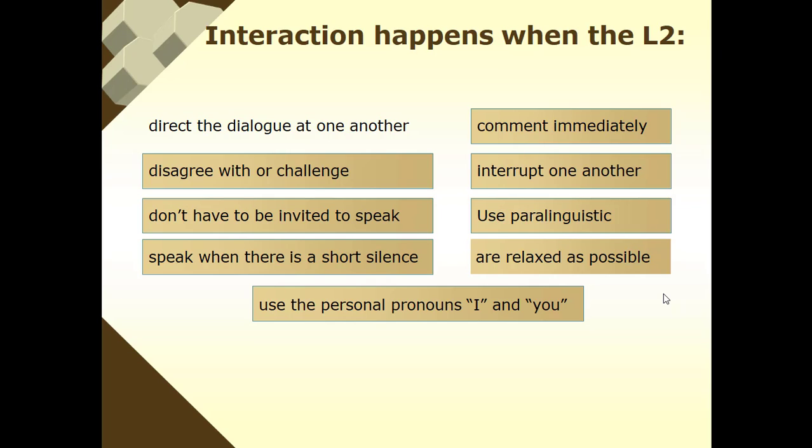Now, speak when there is a short silence. This is done purposefully by teachers, right? They stop talking for you to ask questions or for you to say something like, I have understood, or no, I haven't understood this. Now, the best interaction ever is when you are relaxed, right? If you're not relaxed, sorry, but there is not going to be interaction.